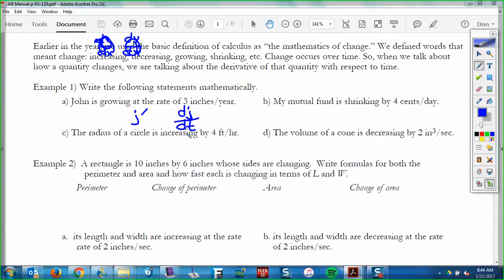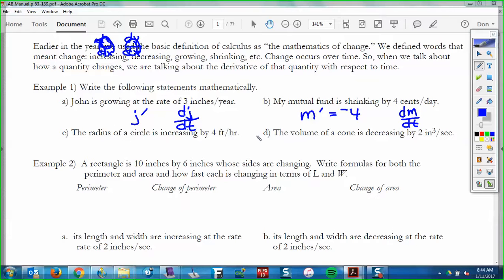Okay, now, with these problems, we're going to be doing the derivative with respect to t every single time. They're all going to involve rates that involve time. My mutual fund is shrinking by 4 cents per day. That would be, let's call M for mutual fund, M prime is equal to 4. Well, it'd actually be negative 4, right? Because it's shrinking. So it would be M prime equals negative 4, or dm dt is what we would be talking about there.